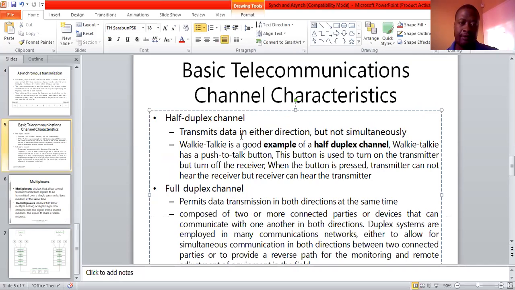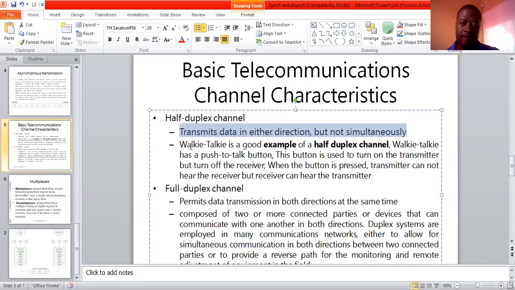With a half duplex channel, it transmits data in either direction, but not simultaneously. So basically it transmits data in either direction, but not simultaneously. It happens one at a time. So it's one way at a time, but you can transmit in any direction.